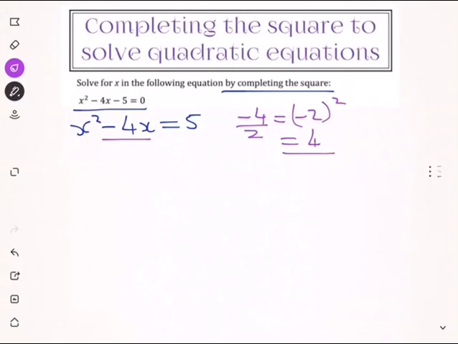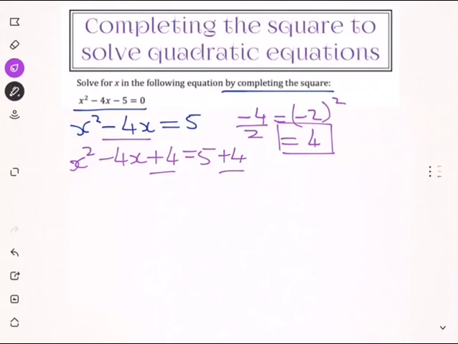This is a value that we're going to then add to both sides of the equation. So x squared minus 4x plus 4 equals 5 plus 4. So we've added that to both sides, and we do that because we want to keep it balanced. What we do to the one side, we do to the other side.